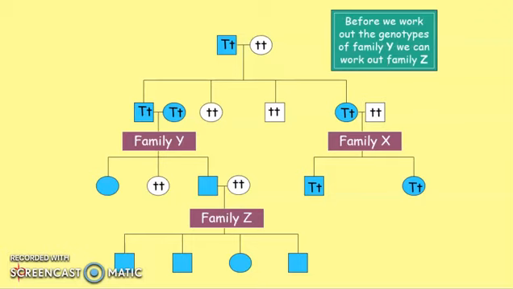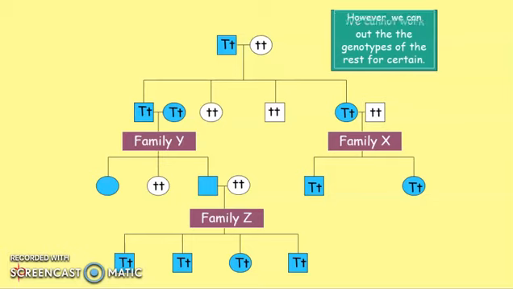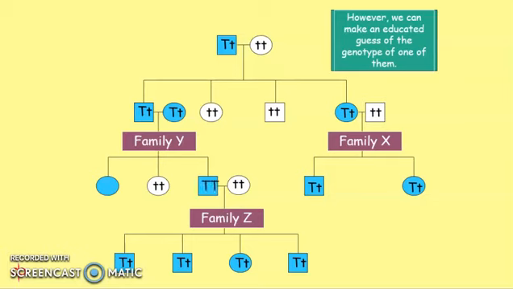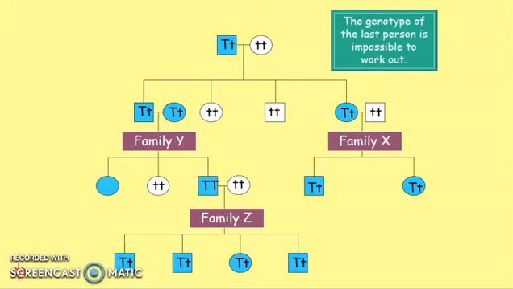Now, before we work out the genotypes of family Y, we can work out family Z. If one of their parents is non-tongue rolling, but all the children in family Z are tongue rolling, they must all be heterozygous. We can't work out the genotypes of the remaining individuals for certain. However, we can have a good guess that the male parent for family Z is most likely big T, big T, homozygous dominant, given the genotypes of his offspring. The last individual is impossible to work out. They can either be homozygous dominant or heterozygous for tongue rolling.